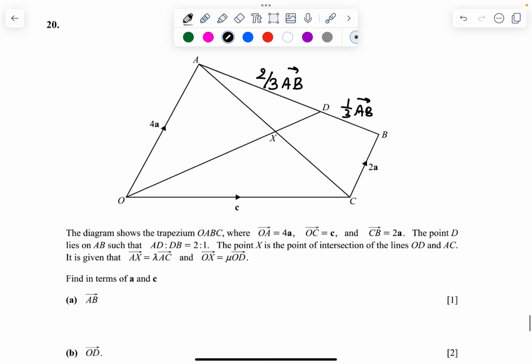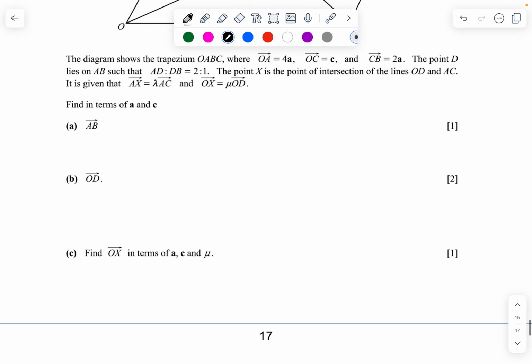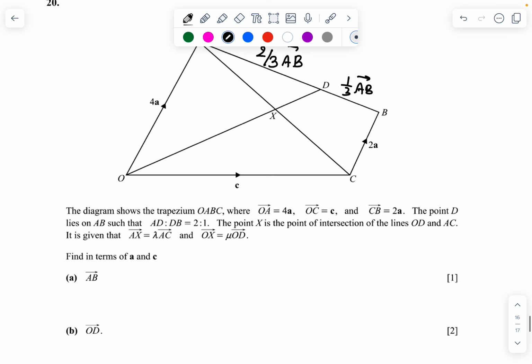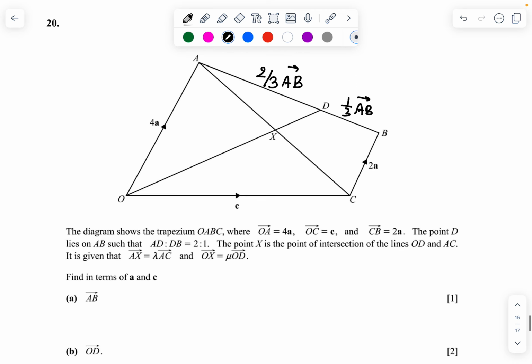The point X is a point of intersection of OD and AC. Then given that AX equals lambda AC and OX equals mu OD, find AB in terms of A and C. A to B. How do I go? A to B.